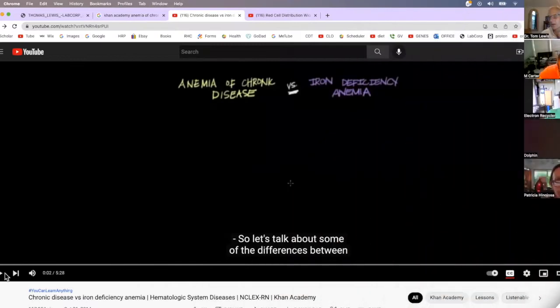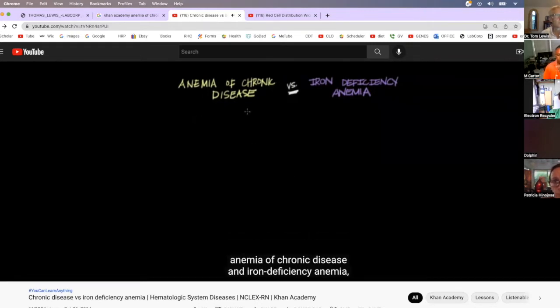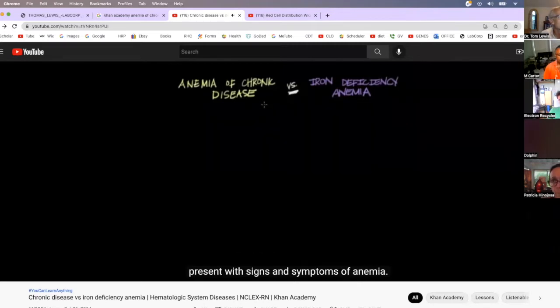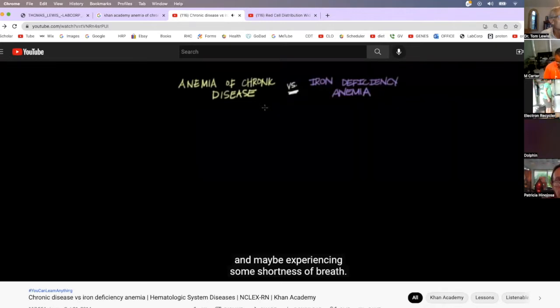Here we go with the Khan Academy on anemia of iron deficiency versus anemia of chronic disease. Talk about some of the differences between anemia of chronic disease and iron deficiency anemia, because really these two diseases present very similarly. Both of them are going to have patients that present with signs and symptoms of anemia. So patients that are chronically fatigued and feeling weak, looking paler than usual, and maybe experiencing some shortness of breath.